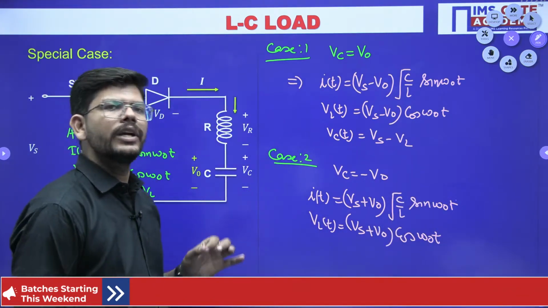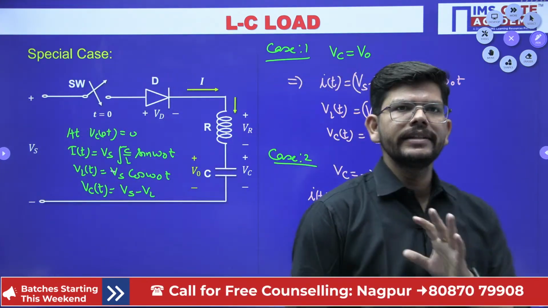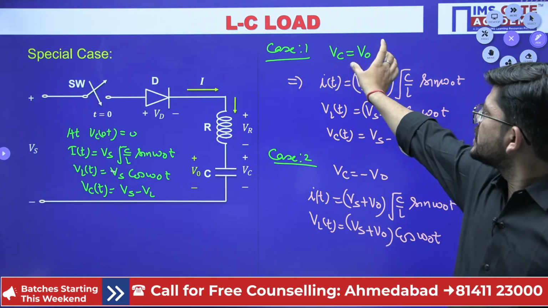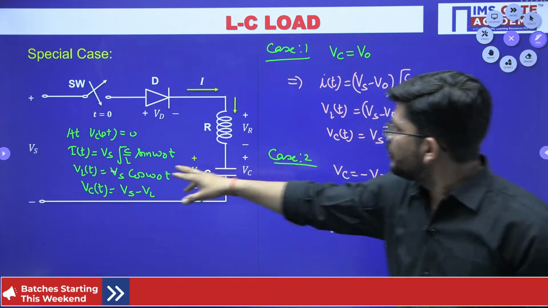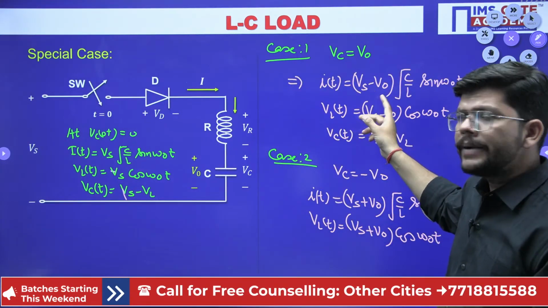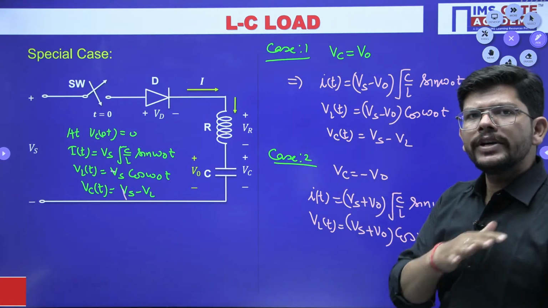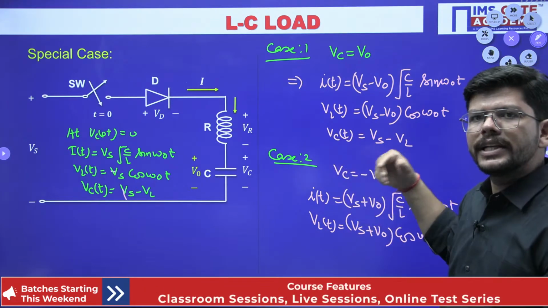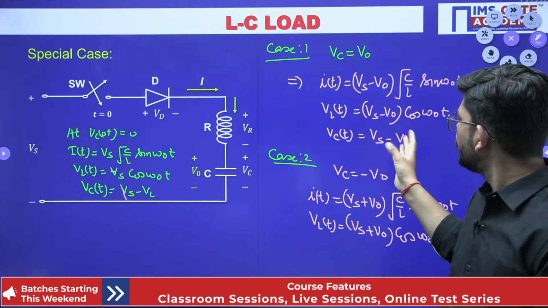Anywhere, anytime you can calculate these voltages, you can write these expressions. If we have the capacitor charged with positive voltage, then instead of Vs I will write Vs minus V0 in all these expressions. Capacitor voltage expression you don't have to remember, just remember IT and VL. Vc, the capacitor voltage, you can calculate any time by just doing Vs minus Vl.